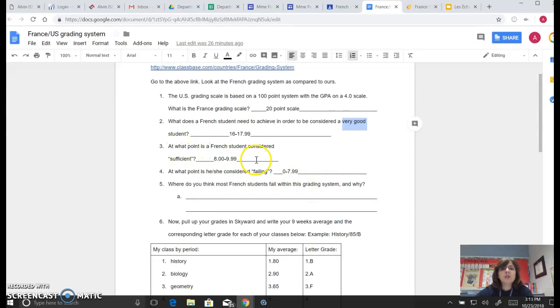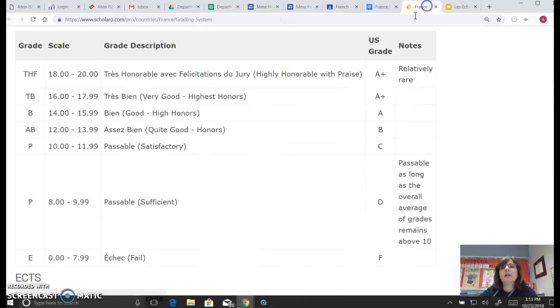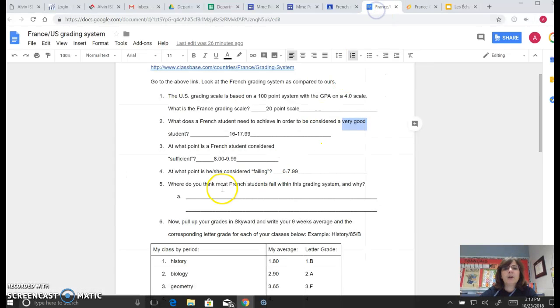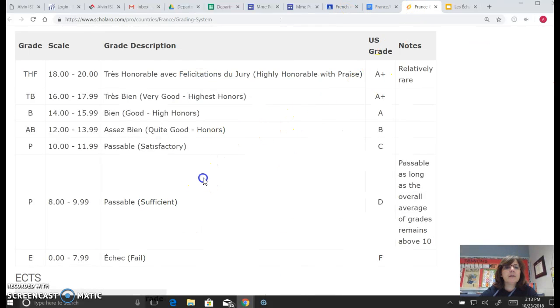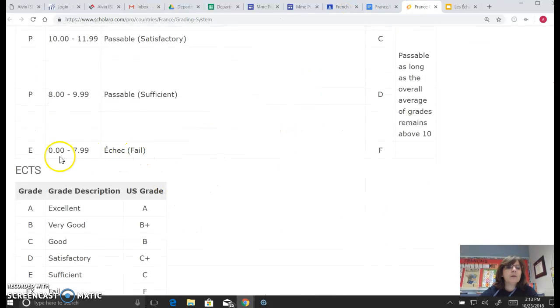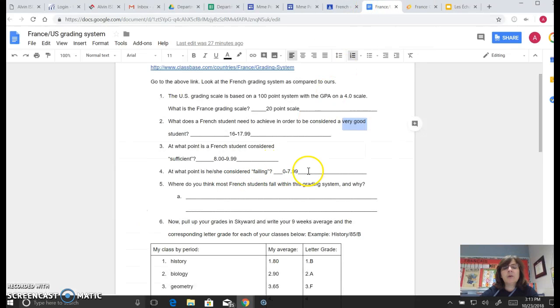At what point is a French student considered sufficient? Okay, well, let's go back and look. Sufficient, that's the word we're looking for. It's between an 8 and a 9.99. So we go back over here and we type in 8 to 9.99. At what point is he or she considered failing? Go back, read the chart. Let's look. Fail, 0 to 7.99. So we typed that in, 0 to 7.99.